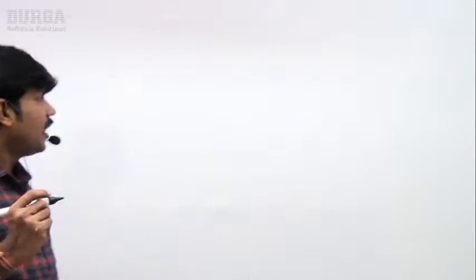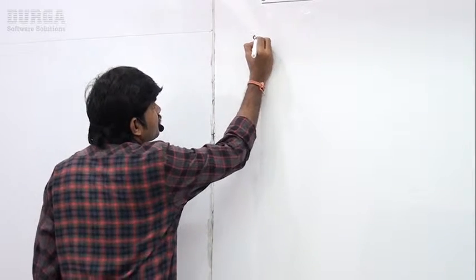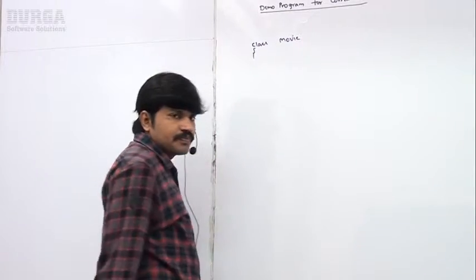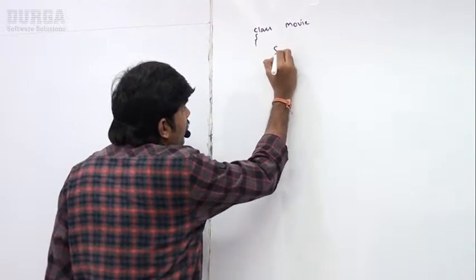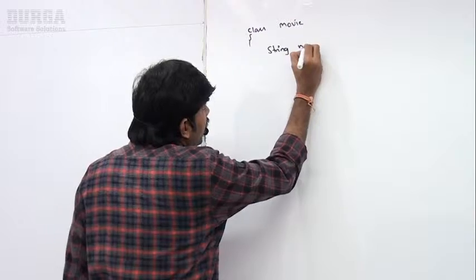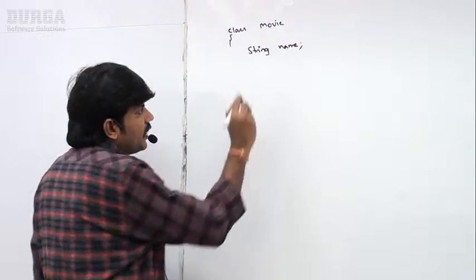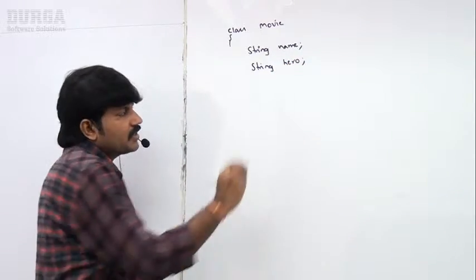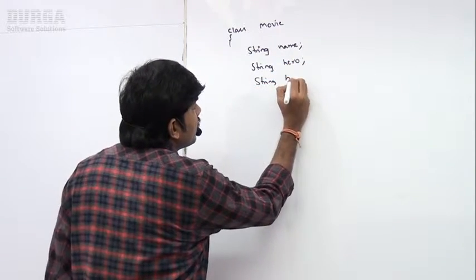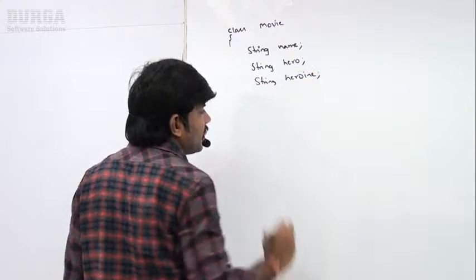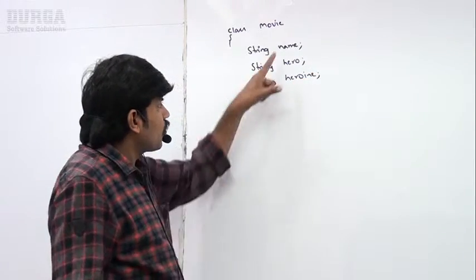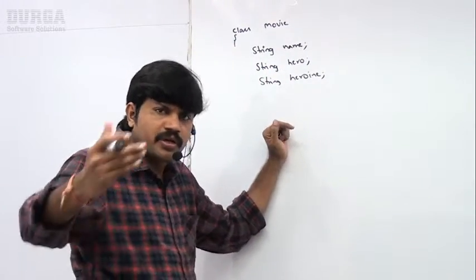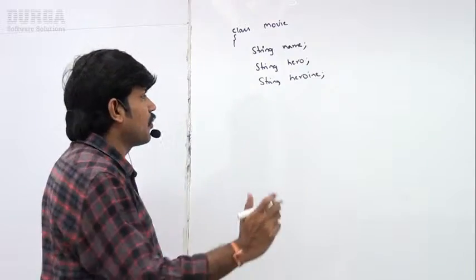Just observe that. I have one class, sir. Have a look once: class Movie. Sir, for every movie, I want to take some properties. String name of the movie. Next, String hero, who is the hero in that movie. Next, String heroine. So these are the 3 properties. For every movie object, I want to take only 3. If you want, you can take choreographer, music director, producer, any number of properties, right?